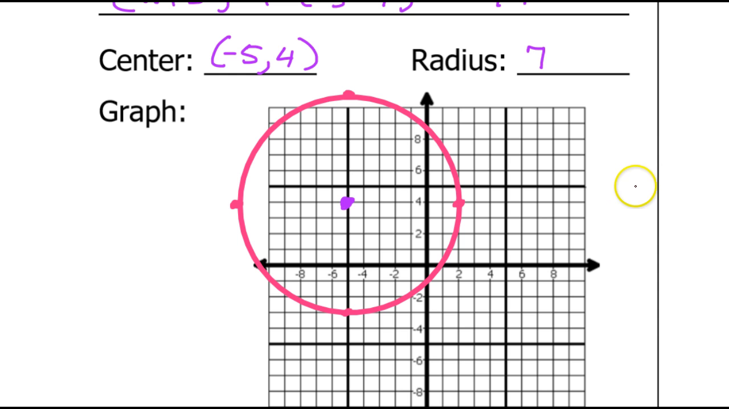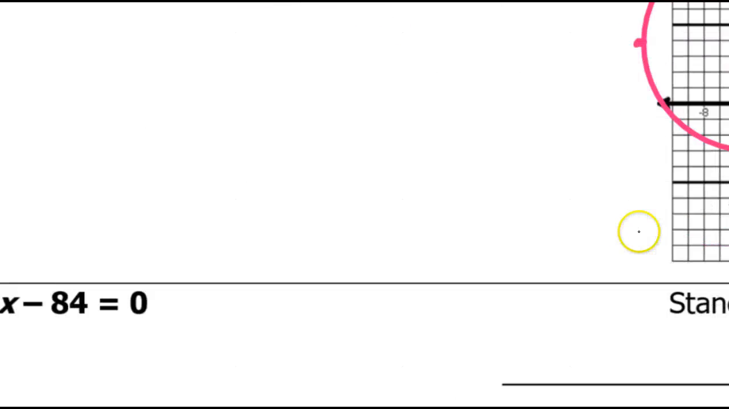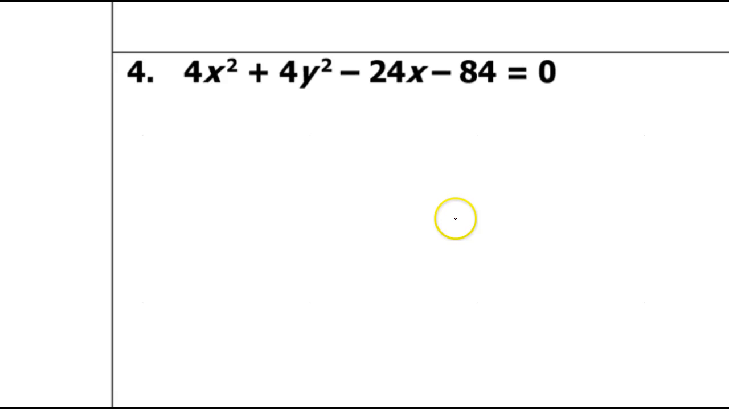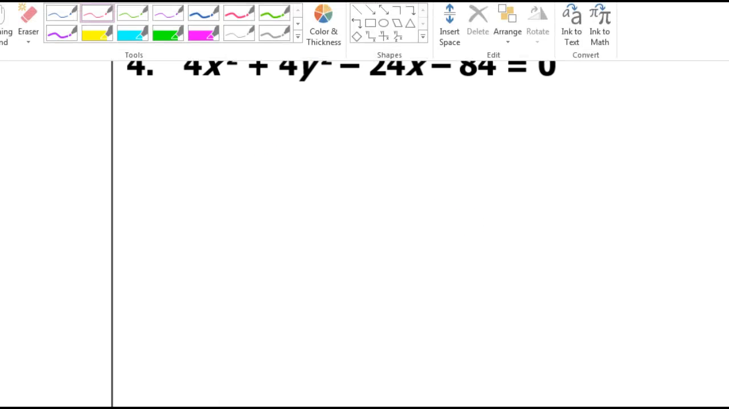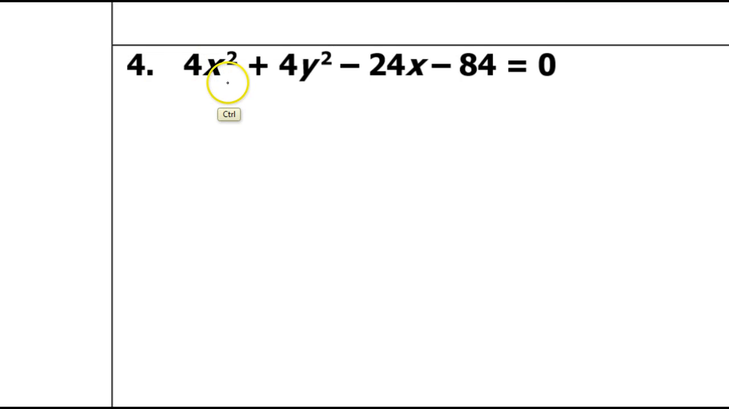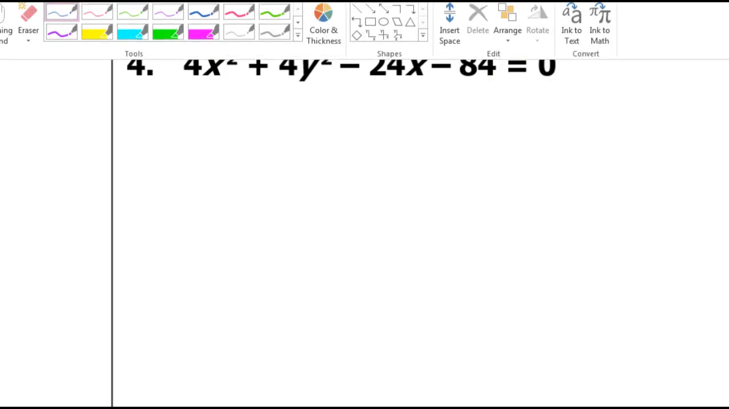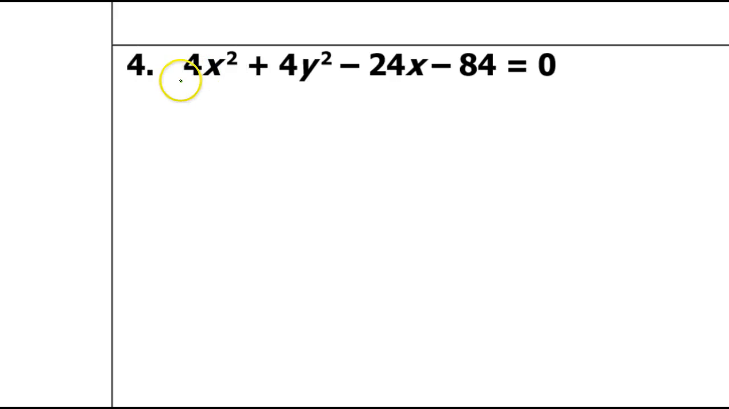Okay, so your graph should look like this. You should pause the video and try to do this one by yourself. So I'm going to assume that you have done that. Now, guys, I'm noticing that all of these numbers are divisible by 4. So you should definitely do that before you do anything else. So that's what I'm going to do. I'm just going to go ahead and divide everything by 4.